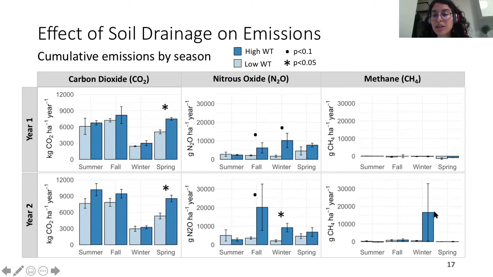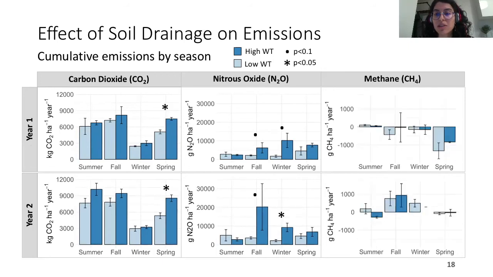We see that in the winter of year 2, we had our highest cumulative seasonal emission. And when I zoom in here, I'm also changing the scale again, we see that the emissions don't really have a consistent pattern across the seasons and across each year. So there's more variability with this gas.